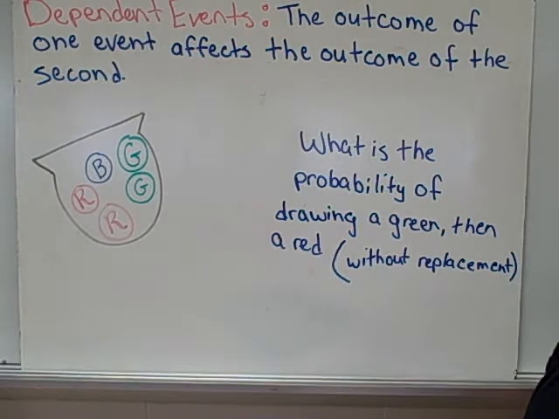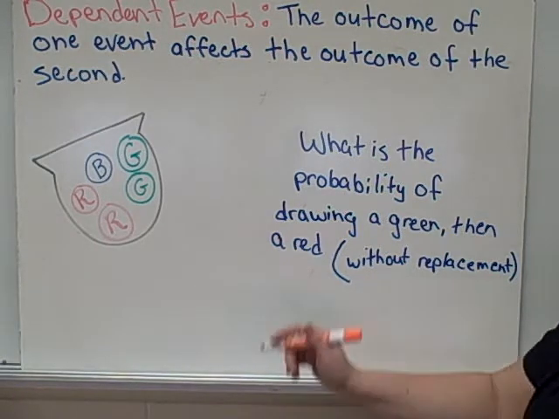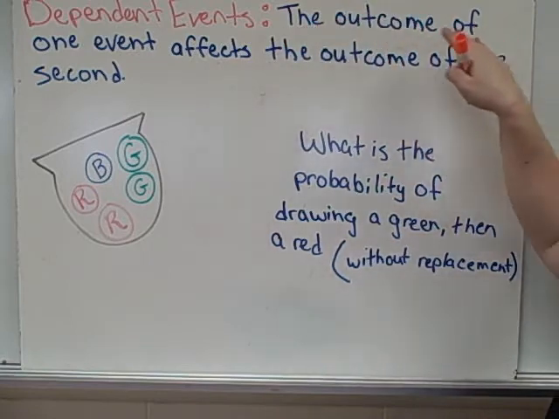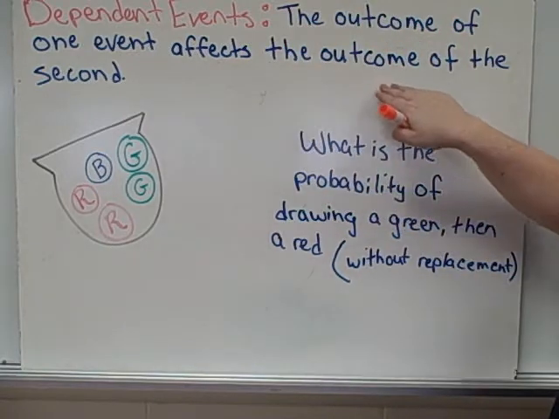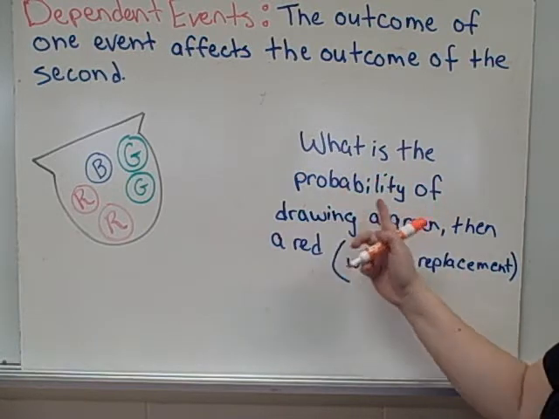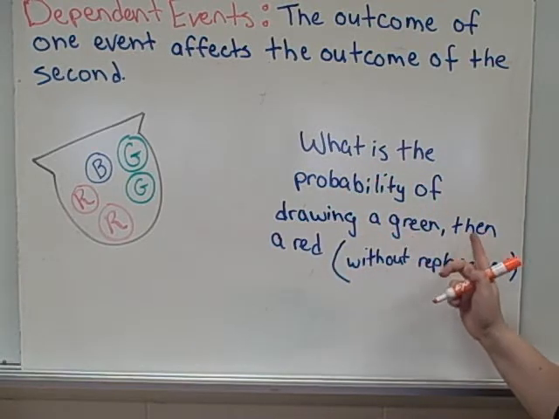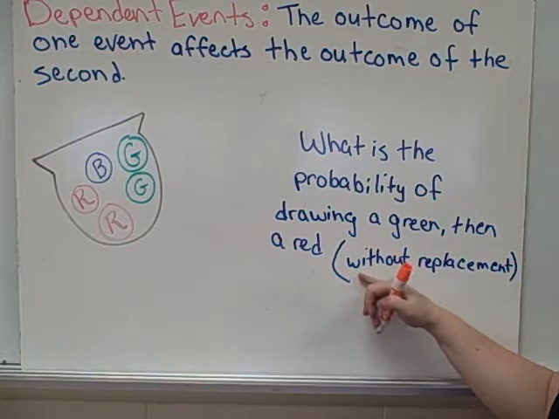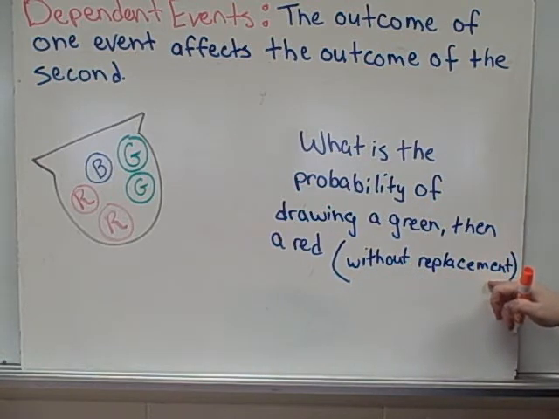We have one more thing. We've done independent. Now dependent is when the outcome of one event affects the outcome of the second event. So what is the probability of drawing a green then a red? This is without replacement.